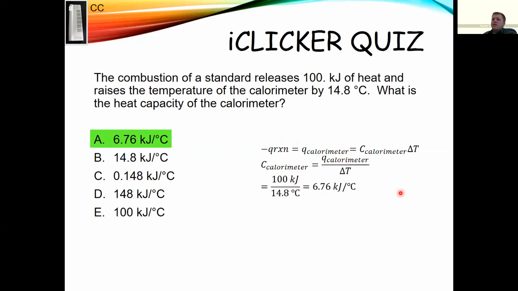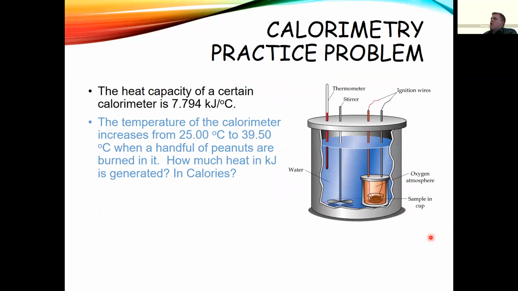Okay, let's give another calorimeter practice problem. Let's say that we've already found the heat capacity of our calorimeter. We found it to be 7.794 kilojoules per degree Celsius. And the temperature of the calorimeter increases from 25 degrees Celsius to 39.5 degrees Celsius when a handful of peanuts are burned in it. I want to know from you how much heat in kilojoules is generated. And then once you have that in kilojoules, I also want you to give it to me in calories.